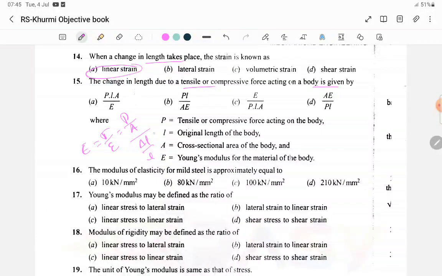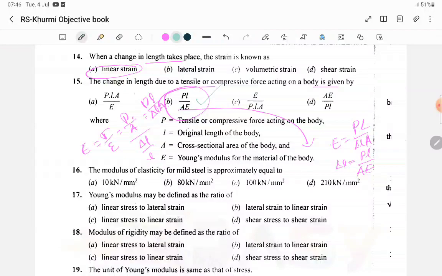So L will go in the numerator, delta L will come here: PL by delta L into A. So from here E is equal to PL by delta L A. A will go here, E will come, delta L will go here, cross multiply: PL by A into E. So delta L is equal to PL by AE. So this is our answer. Okay, got it now? Like this.